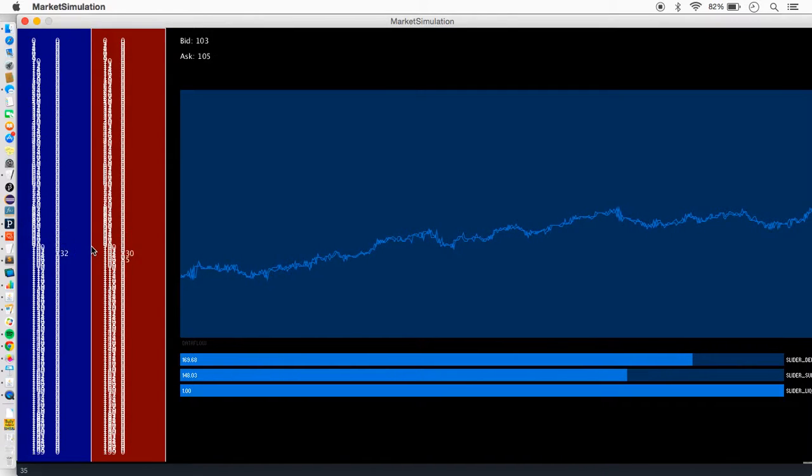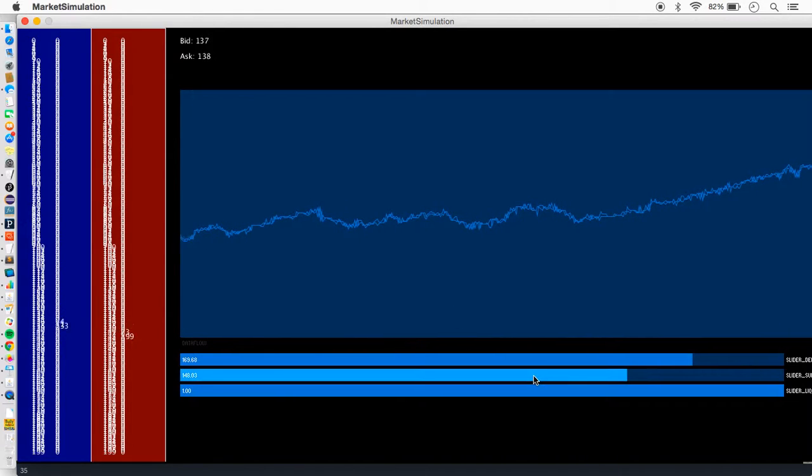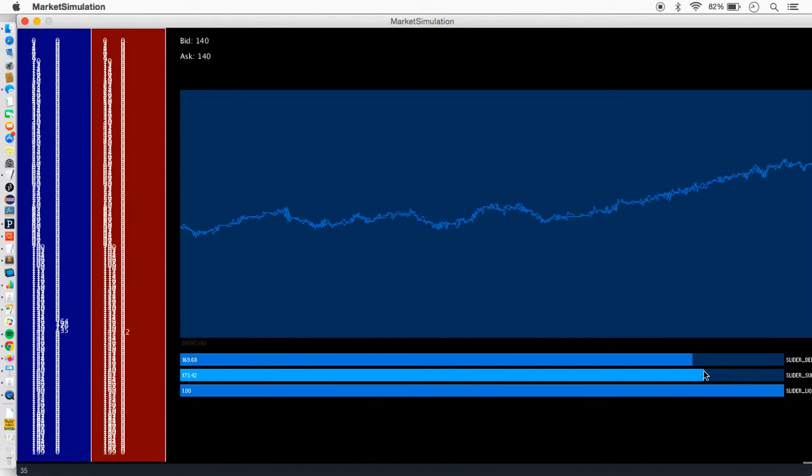If they're a maker, they're selling, they're filling at the bid price or higher. So they could move the price a little bit, or they'll just build a thicker depth of market. Now you can adjust things like supply and demand.